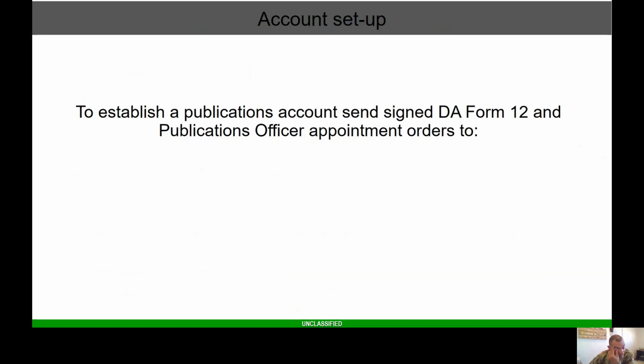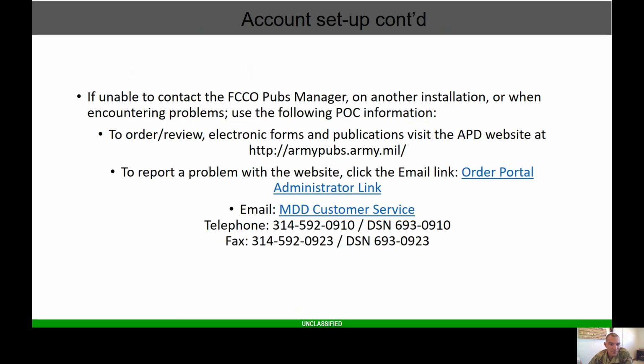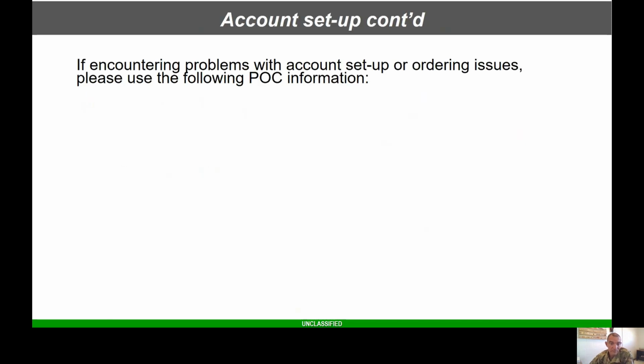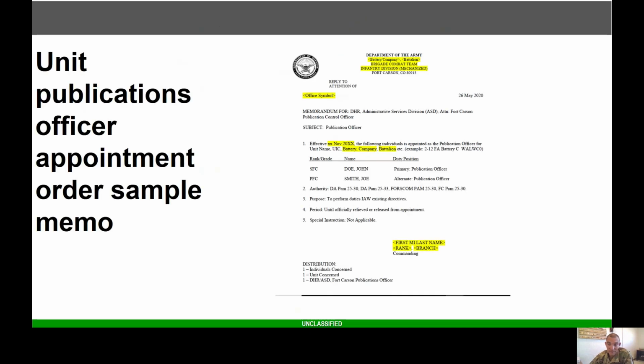All right, to establish a publication account, send a signed DA Form 12, right? So your DA Form 12, like I said, is the form where you're actually going to get access to order publications. Like I said, you're going to contact your publication manager. If you cannot reach your publication manager, you can contact the MDD customer service desk, and their number and contact information is right here. So account setup, right? If encountering problems with your account, like I said, you can contact the POC.